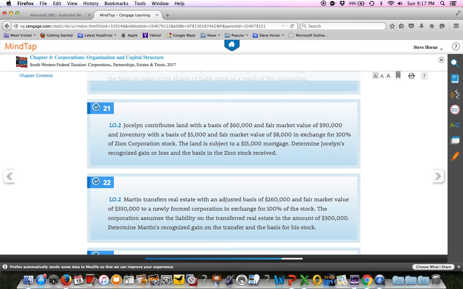So she receives the fair market value of 90, and fair market value of 8, subtracted by the mortgage of 15. Okay, so 83,000. So 90 plus 8 minus 15 is 83,000. So that is her value of the stock.